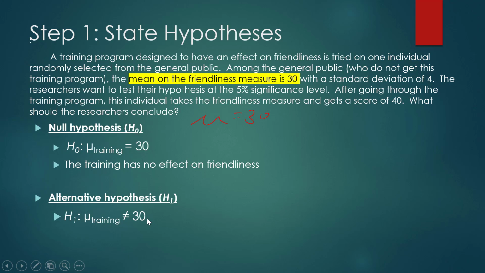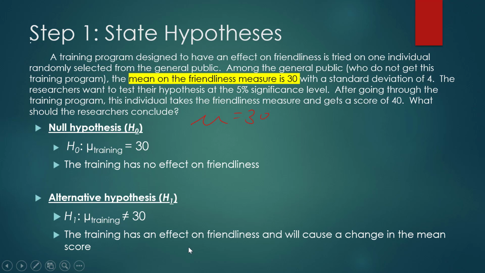A way of putting it in words is the training has an effect on friendliness and will cause a change in the mean score. So it's important to be able to write both these types of null and alternative hypotheses, as well as understand the wording that would go along with them.